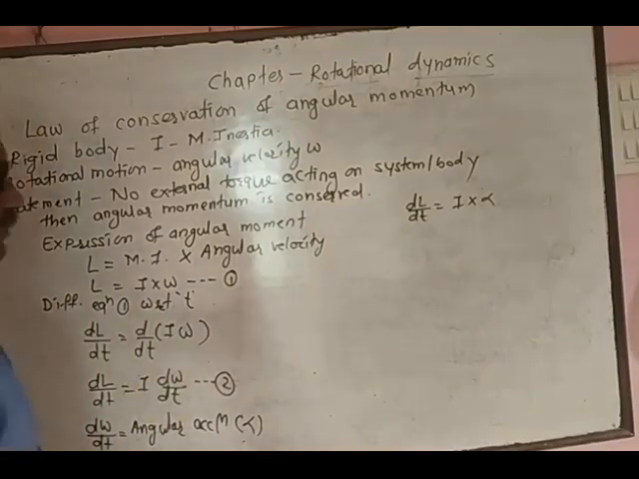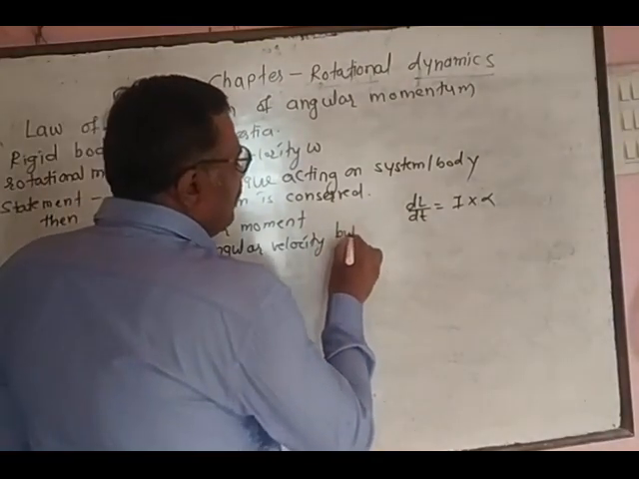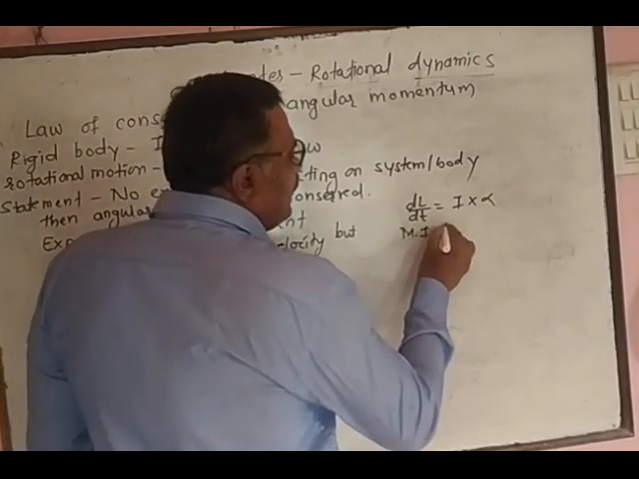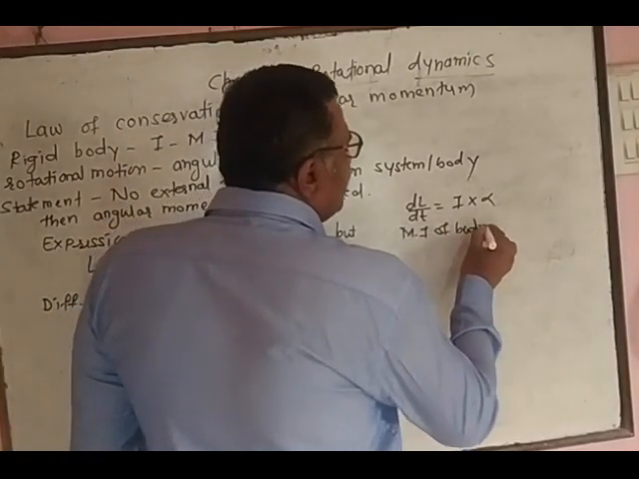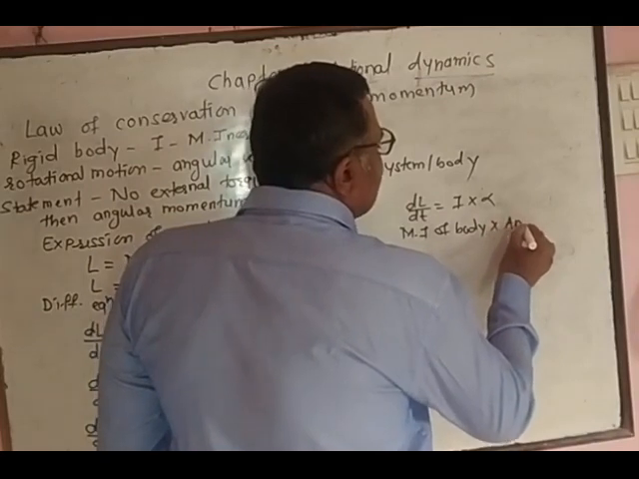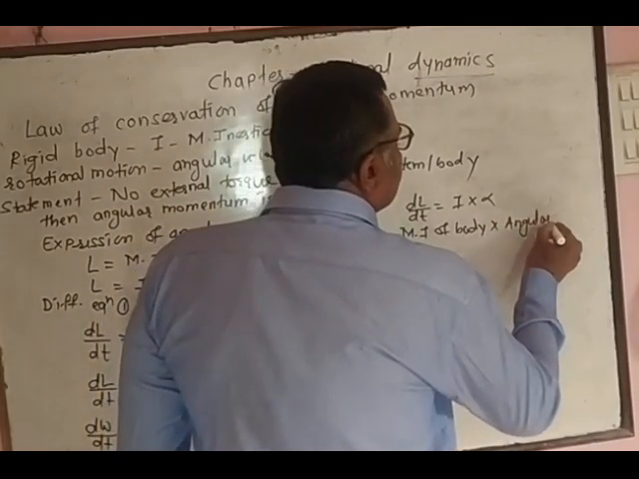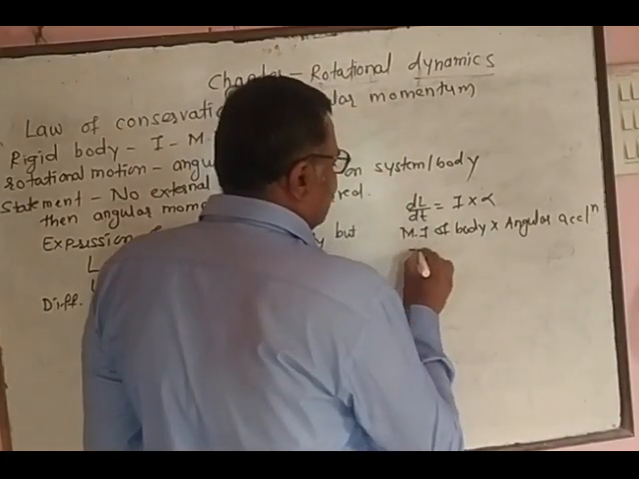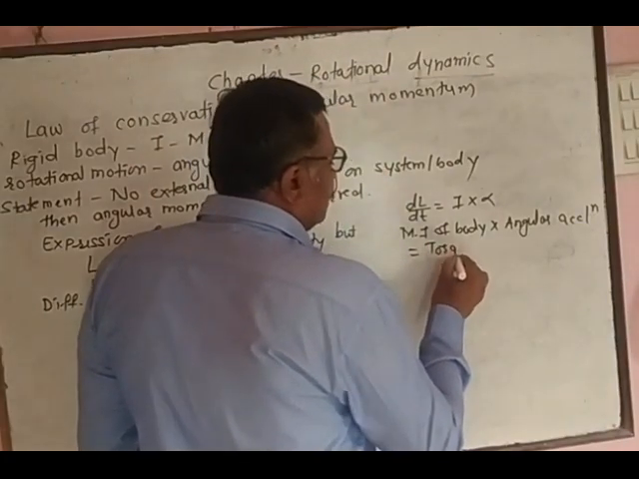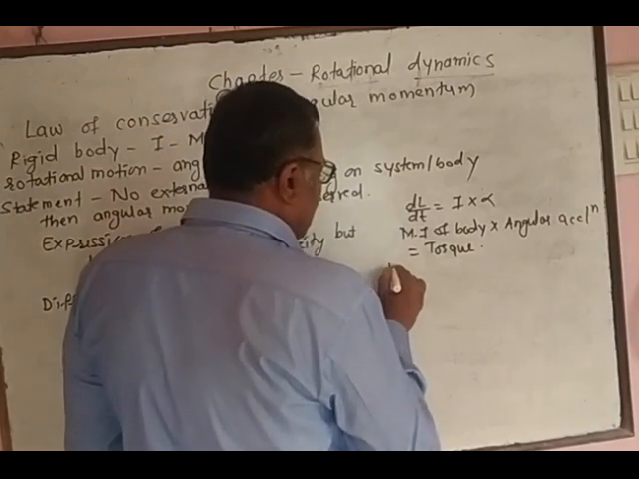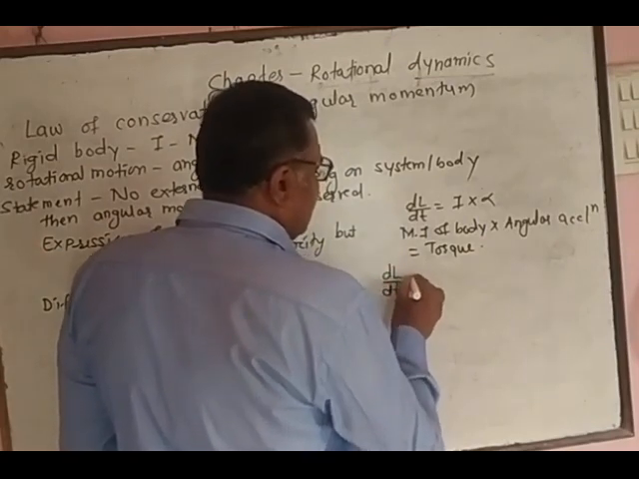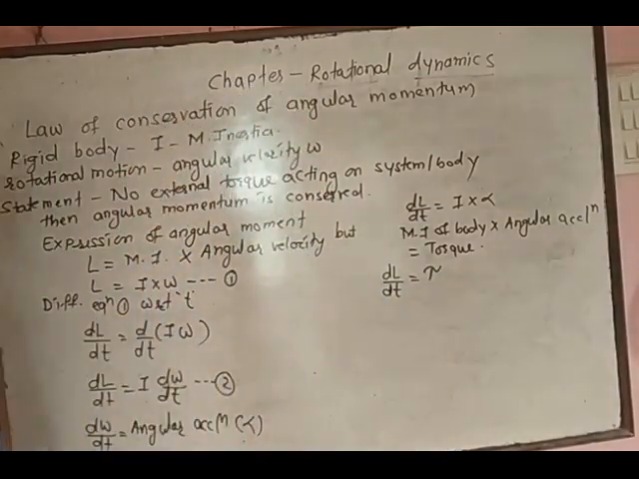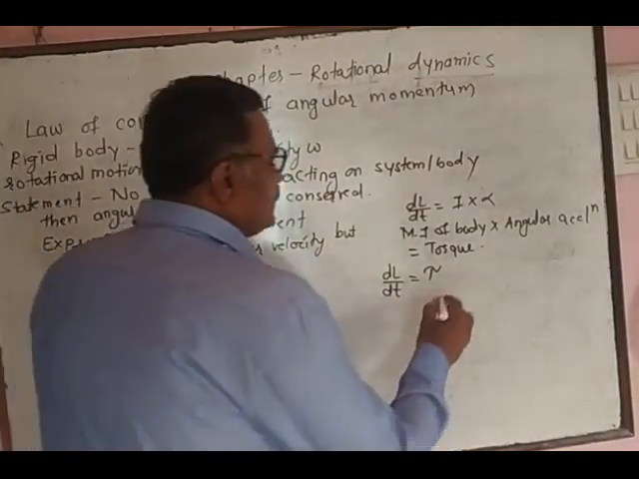But we know, moment of inertia of the body into angular acceleration, this term is known as torque, and therefore dL upon dt is equal to torque. In this way we get equation number 3.